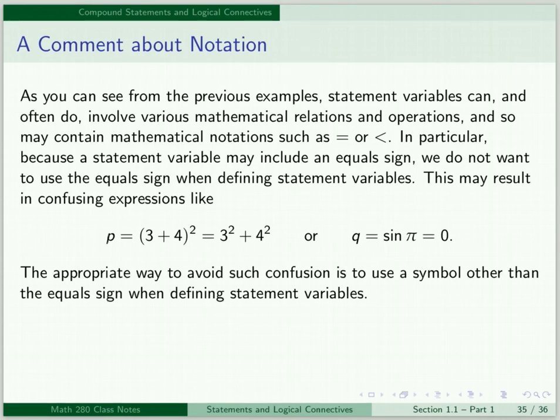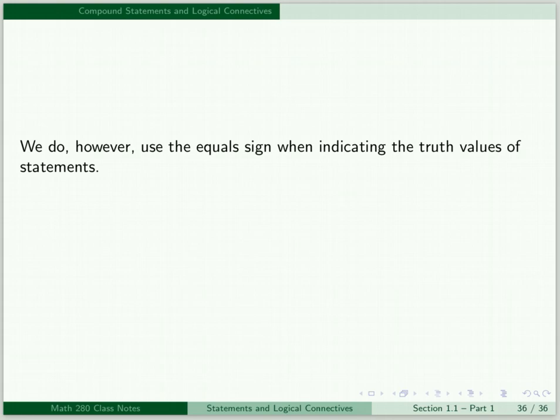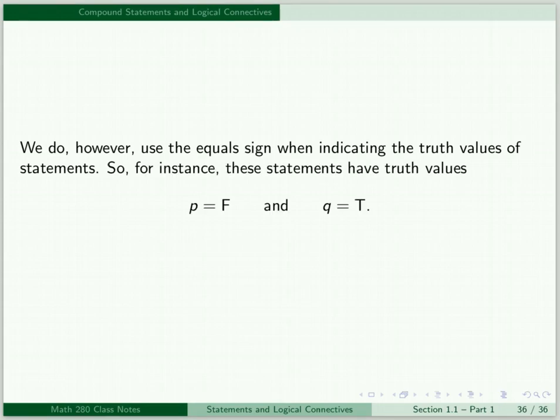The appropriate way to avoid such confusion is to use a symbol other than the equal sign when defining our statement variables. For that reason, we use a colon. So for these statement variables, we would write p colon 3 plus 4 quantity squared equals 3 squared plus 4 squared, and q colon sine of pi equals 0. We do, however, use the equal sign when indicating the truth values of statements. So for instance, these statements have truth values: p is false and q is true.